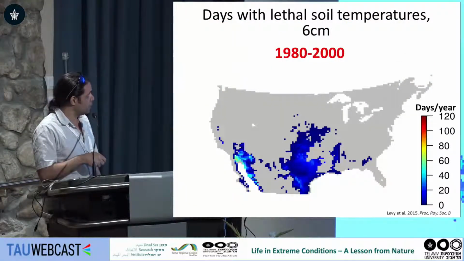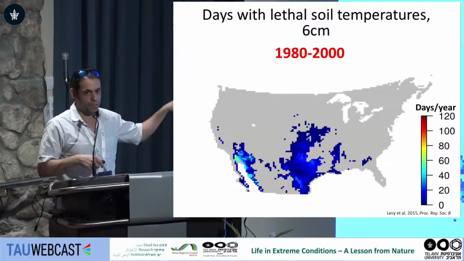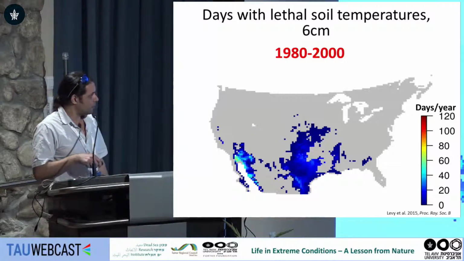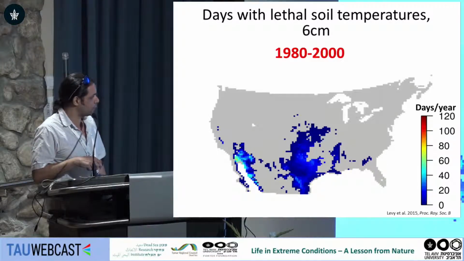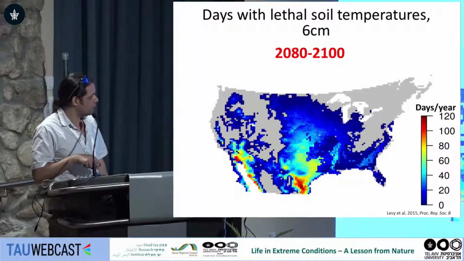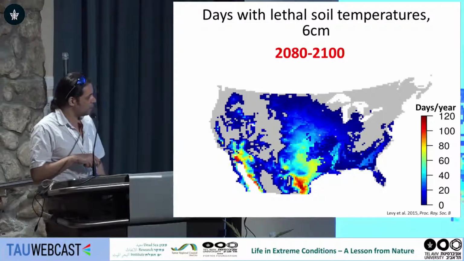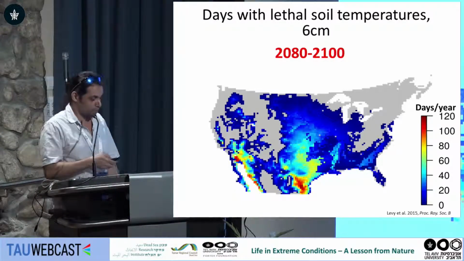So let's look a little bit at the lethal soil temperatures at 6 centimeters. 6 centimeters depth is where the lizards usually lay their eggs in the field. And you can see that the number of days per year with lethal soil temperatures is not a lot. But if you look at the future, it's going to increase both in frequency and in location. So lots of areas in the United States are going to be at risk.